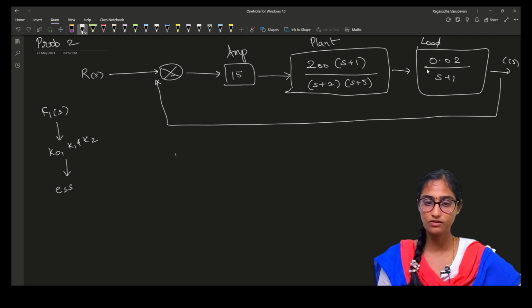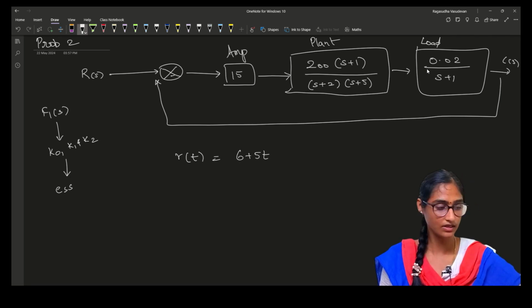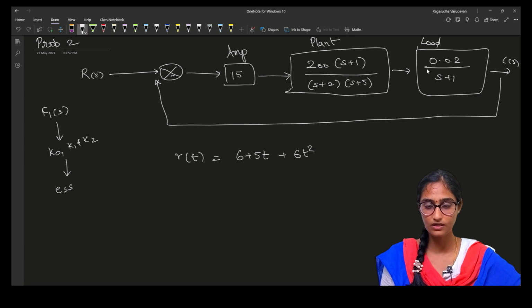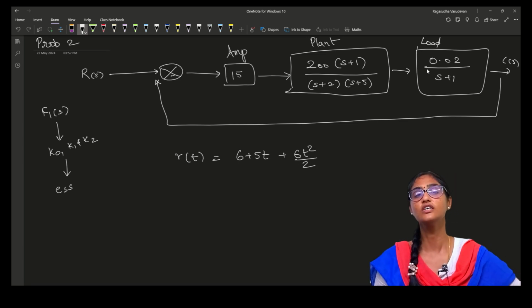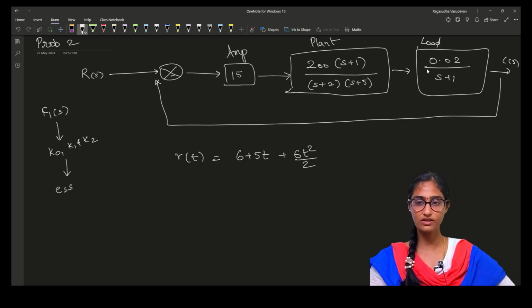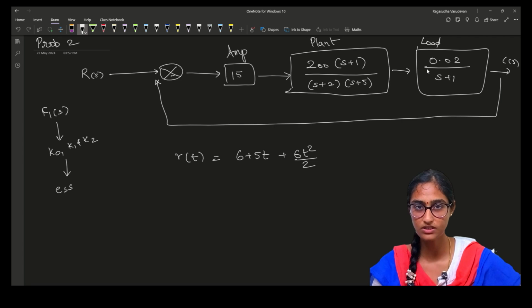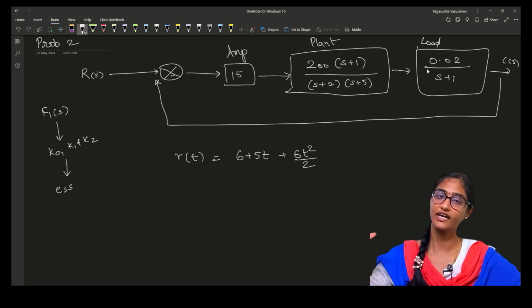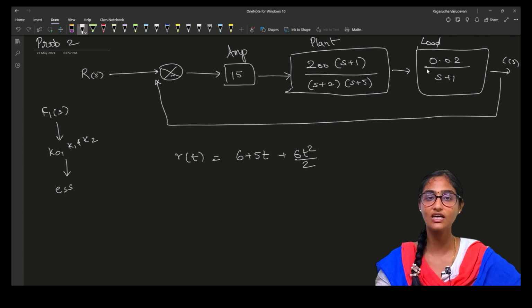So what is the input? Let us say you have an input of 6 plus 5t plus 6t square by 2. Okay, so this is the input, and for this first find out the G of S, next find out the F1 of S, and hence the dynamic error coefficients, and hence the steady state error.